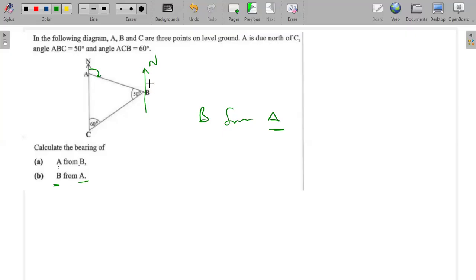So we said at first that this here, that is 180 degrees, that there is 60 degrees. When we add from here the 180, 60, and the 50, that gave us 290 degrees. So 360 degrees minus 290 degrees is going to give us 70 degrees.